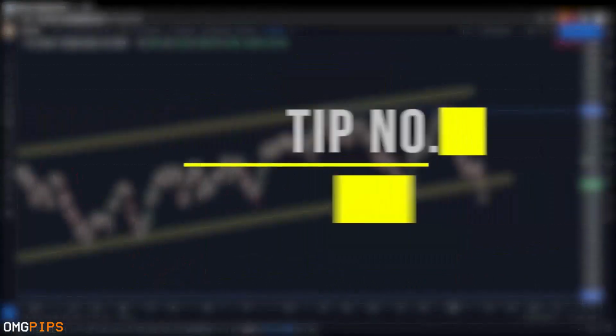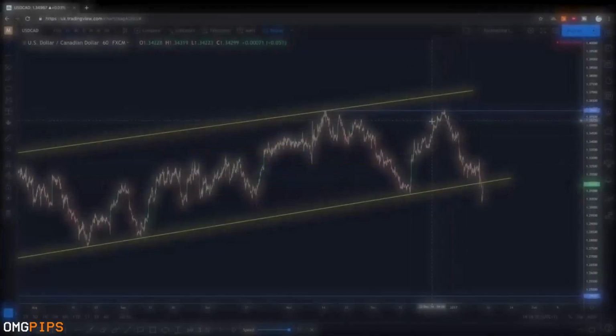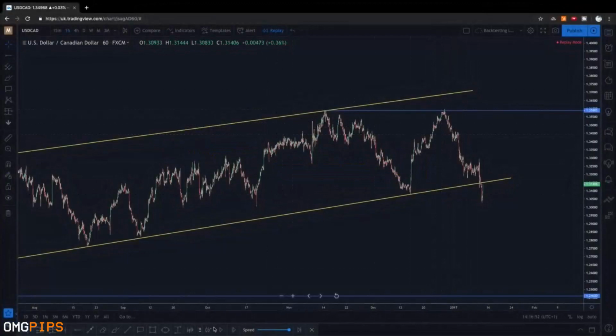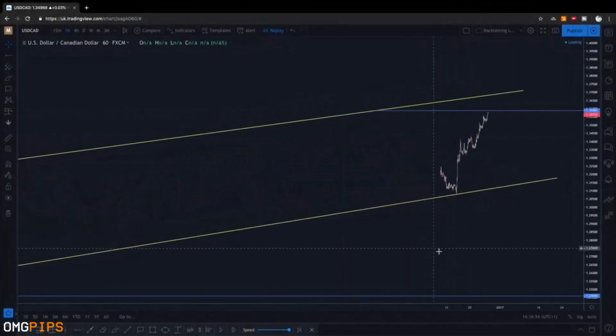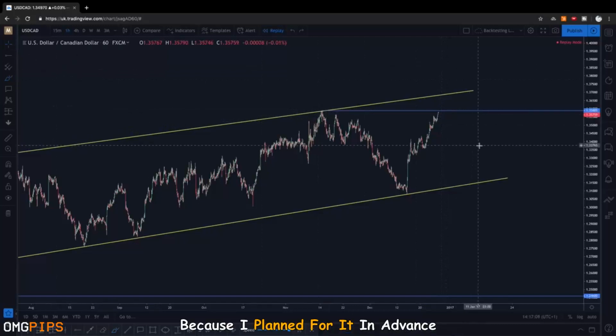Tip number 1 is to forecast while you backtest to stay 10 steps ahead of the market. Now you see, before I took that trade, I knew exactly what I was looking for. If you wind back to the start of the video, I knew exactly that I was looking for a sell setup either here or here. So with that in mind, when that setup formed, there was no real hesitation, and I just set the entry order and took the trade because I planned for it in advance.